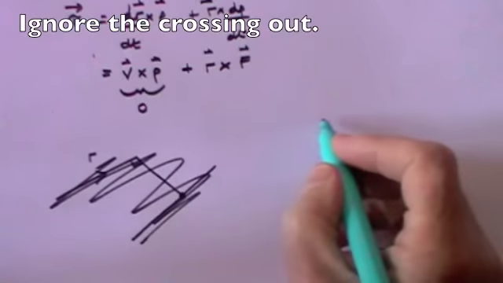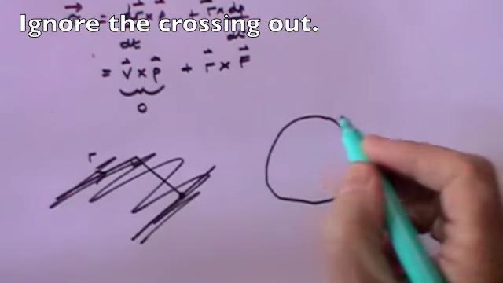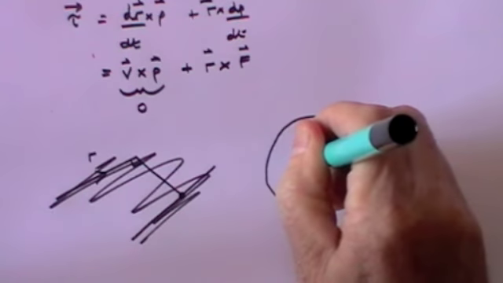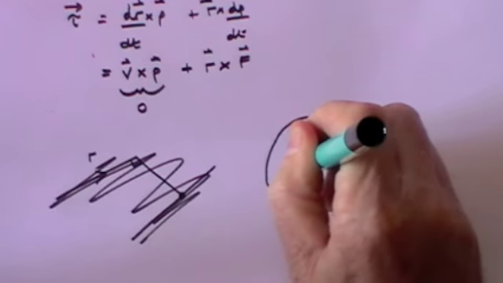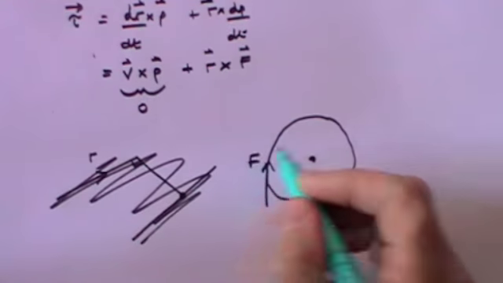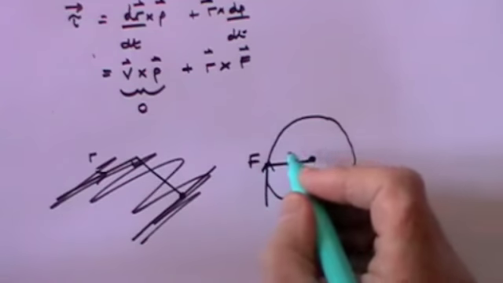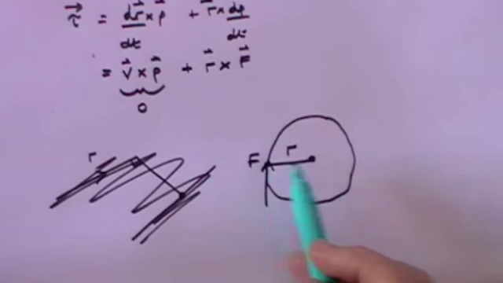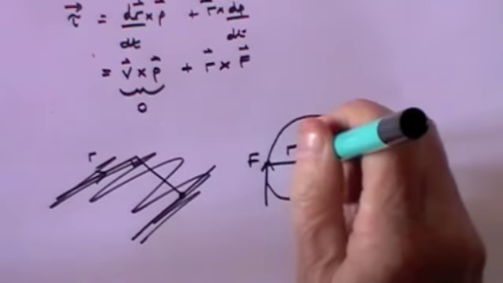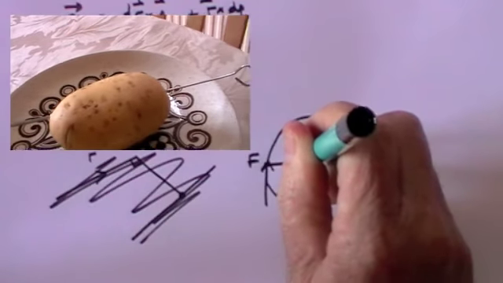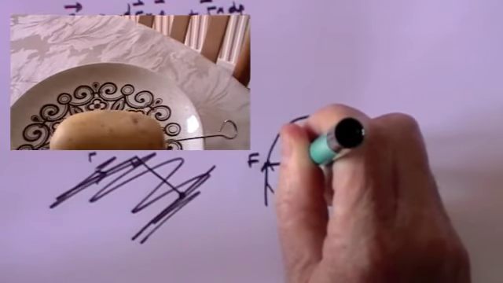So let's just review what that means. Here is the potato, cut in half, and we're looking at it edgeways. The skewer is coming through the potato like this. That's the axis of rotation. Here is my force, here is my radius. And so the torque will be force times radius, and the torque will be in the direction of the skewer, and so will the angular momentum be in the direction of the skewer.